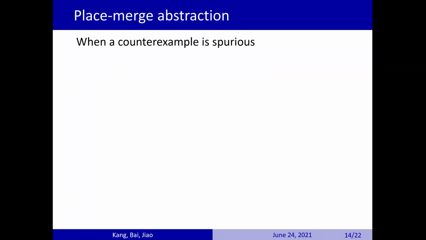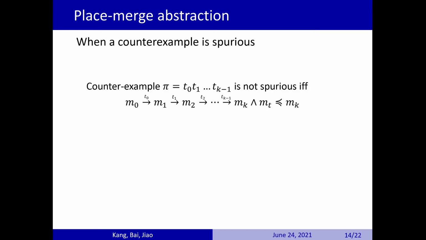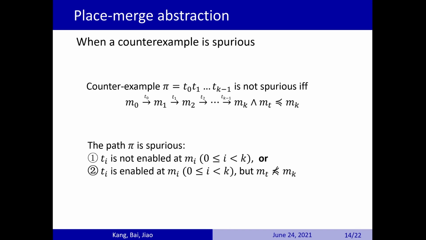Now, let's see when a counterexample is spurious. A counterexample pi is not spurious if and only if this formula is satisfiable in the original Petri net. In other words, the counterexample pi is legal in the original Petri net and can make the target marking MT coverable. Therefore, the path pi is spurious if either Ti is not enabled at Mi, or each Ti is enabled at Mi but the final relation does not hold. So there are two cases leading to a spurious counterexample.